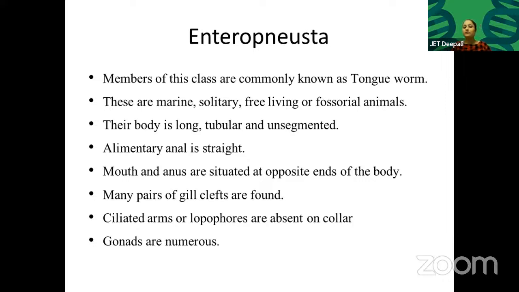Many pairs of gill clefts are found, because they are marine and respire through gills. Ciliated arms or lophophores are absent on the collar, meaning the collar part of hemichordates does not have ciliated arms. Gonads are numerous; they have so many gonads.